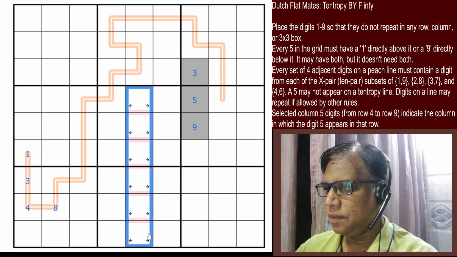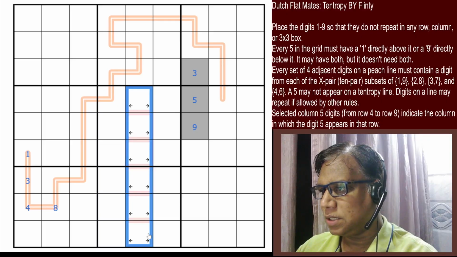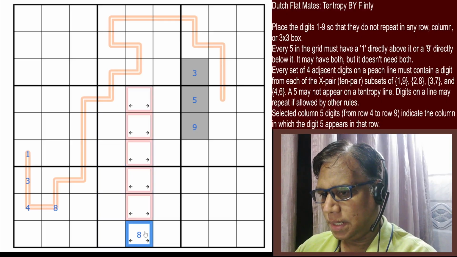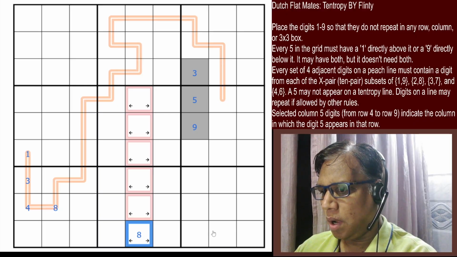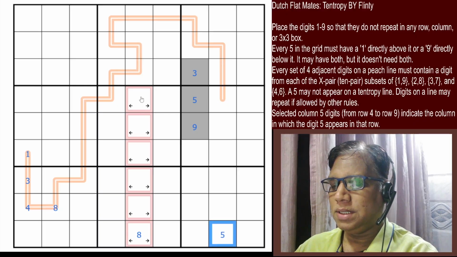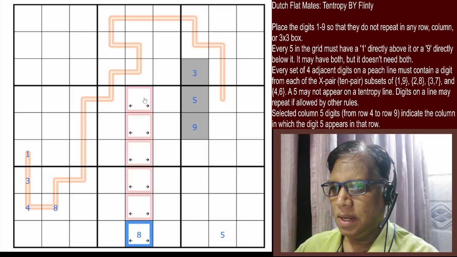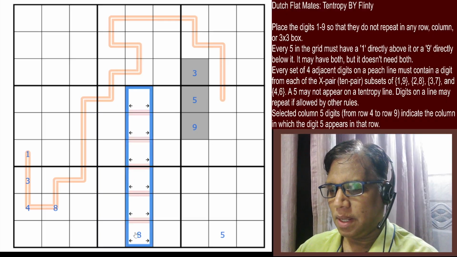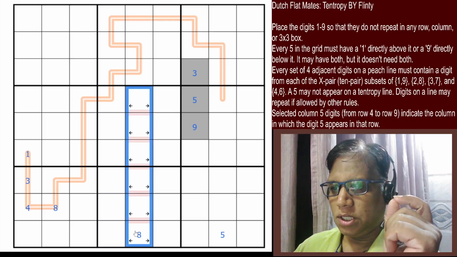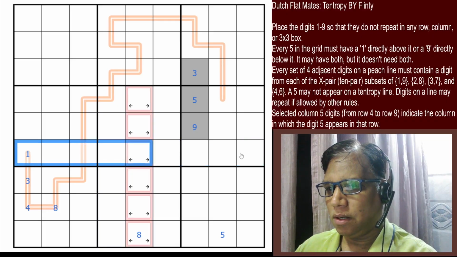Column indexing: selected columns, 5 digits from row 4 to 9. Okay, that means this indicates the column in which the digit 5 appears in that row. For example, if R9C5 is 8, then 5 is indexed into R9C8. So this is typically your 159 index, and they have reduced it to only this much part. And this simply means that whatever digits are in this part, they are saying that your digit 5 in that row is at this column.